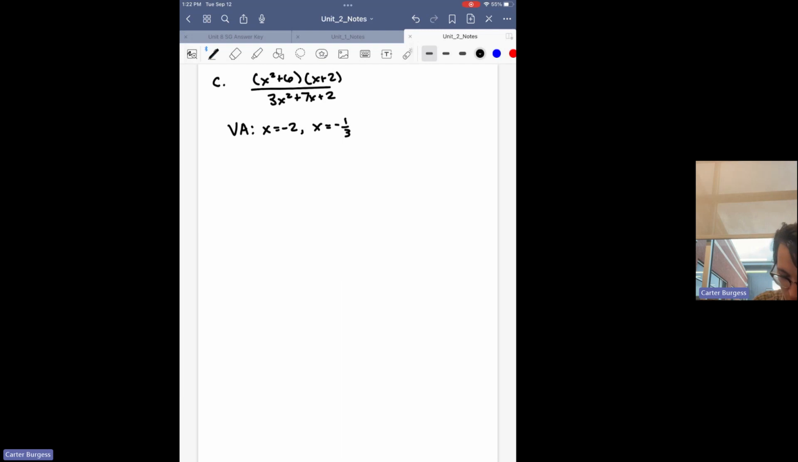And for our horizontal asymptote, looking at the numerator, when we do out all of this multiplication, what is that leading term going to be? x cubed, very good. We're going to end up with an x cubed on top, and then what are we going to end up with on the bottom?